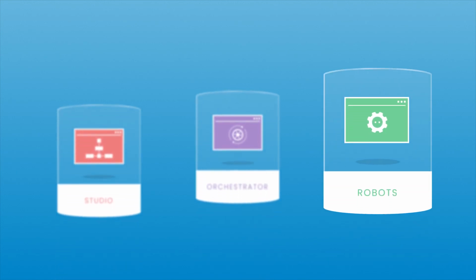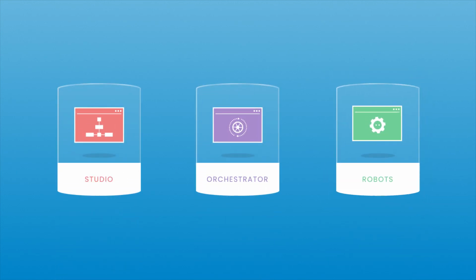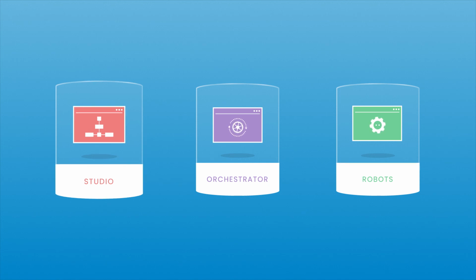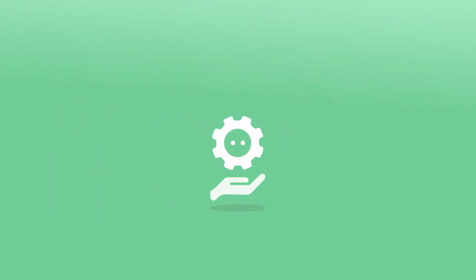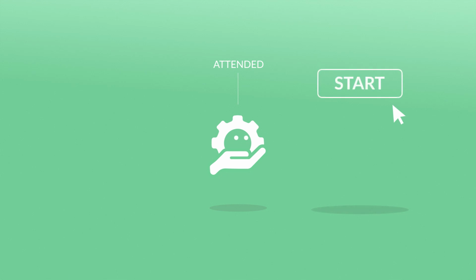Welcome to UiPath Robots, a key component of the UiPath Enterprise RPA platform. These digital workers execute the workflows you create in UiPath Studio. There are two types of robots. Attended robots help human workers speed front office tasks.